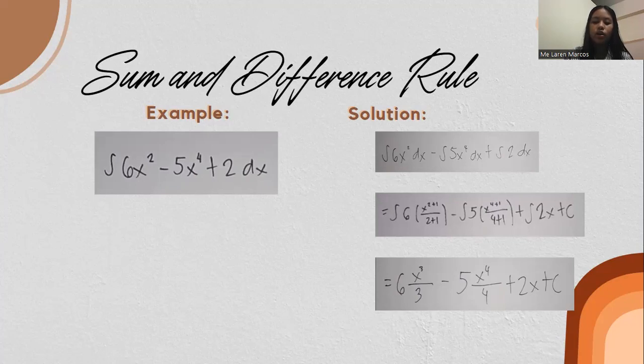We can apply the constant multiple rule in integrating the first and second part, and we can use the constant rule in the last term. And our final answer is 6x cubed over 3 minus 5x to the 5th power over 5 plus 2x plus c.